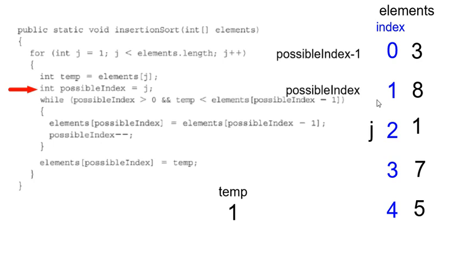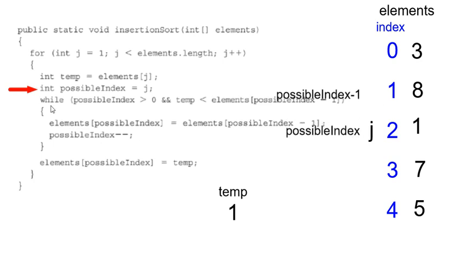I'm going to set my possible index to j, and I'm going to do this step again. Possible index is greater than 0, but I want to check to see if this temp 1 is less than the element at possible index minus 1, which is 8, and 1 is less than 8, so I'm going to do the code inside. So elements at possible index equals the one at possible index minus 1, which means I'm going to grab this 8, put it down here, and put it in the place where that 1 used to be. Good thing we stored it over here so we don't lose it.